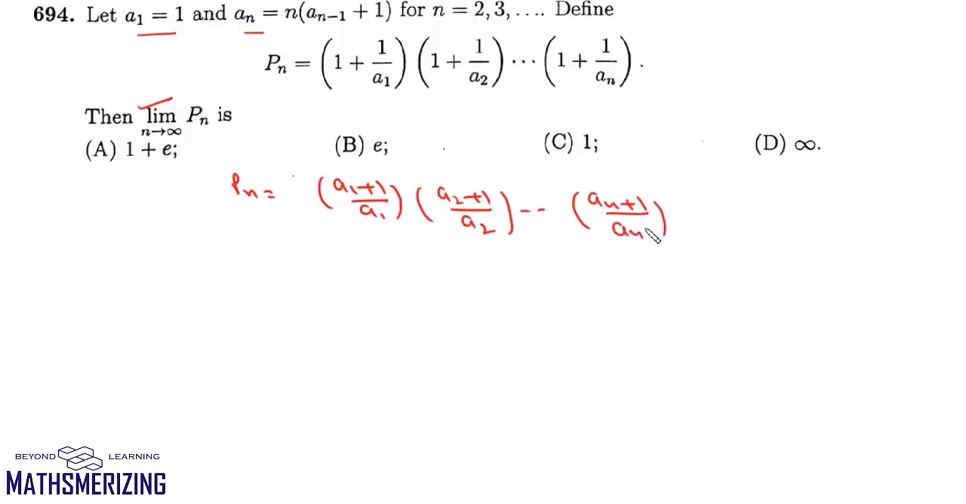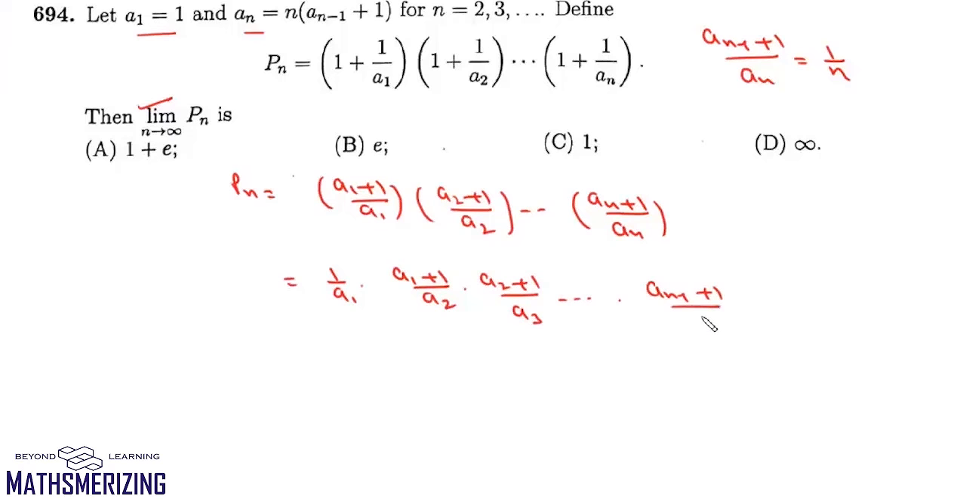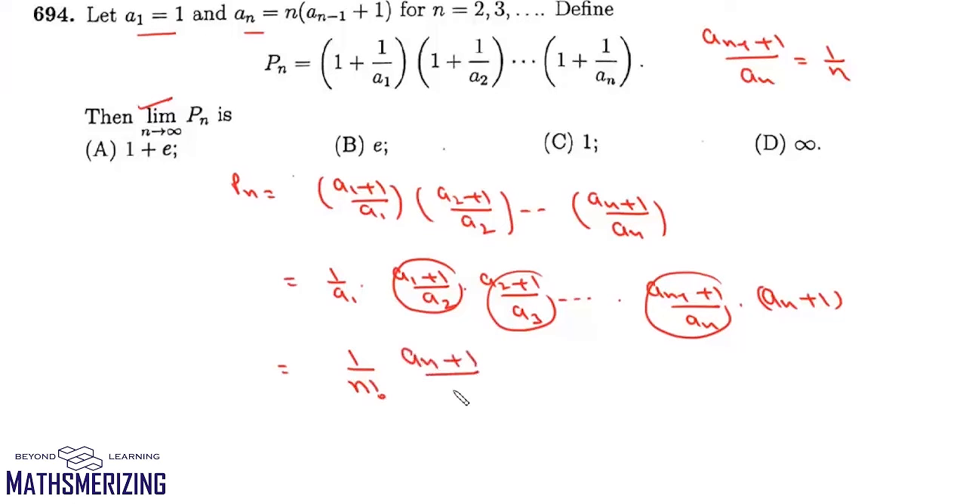Now from this recurring relation we can say that (a_{n-1} + 1)/a_n is equal to 1/n. So we can write this as 1/a1 and then (a1 + 1)/a2 into (a2 + 1)/a3, and it goes all the way up to (a_{n-1} + 1)/a_n into (a_n + 1). Now this is 1/2, this is 1/3, and this is 1/n. So we can write this as 1/factorial n, (a_n + 1)/a1.